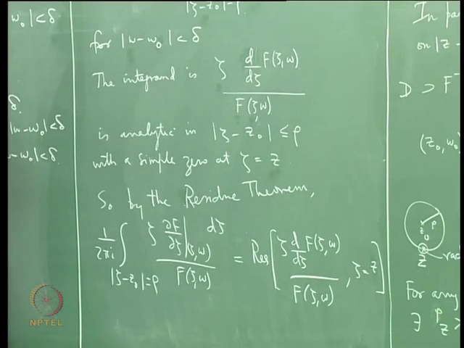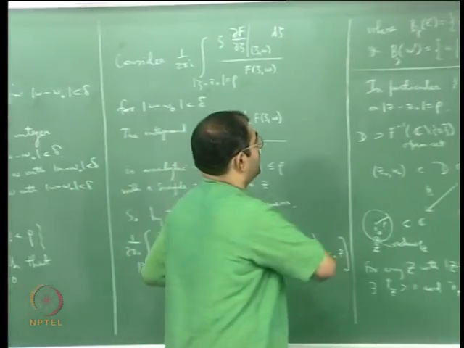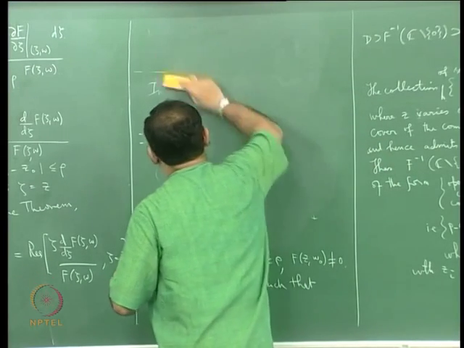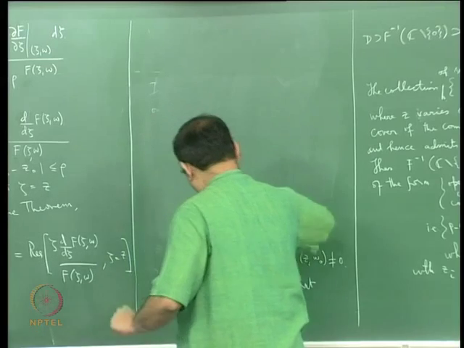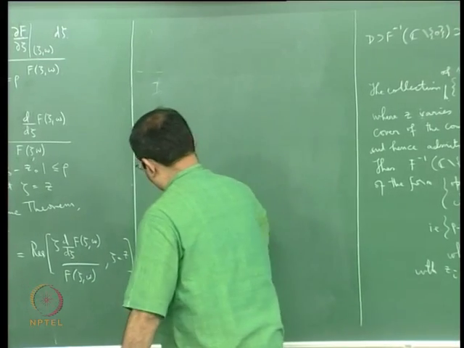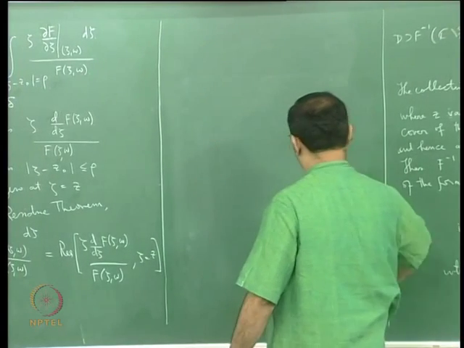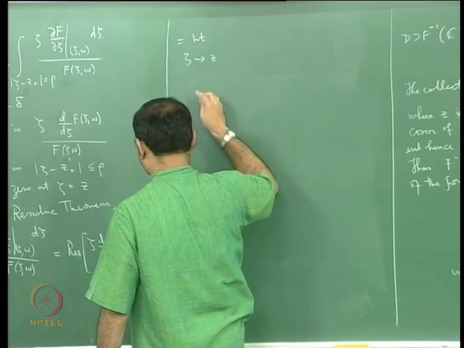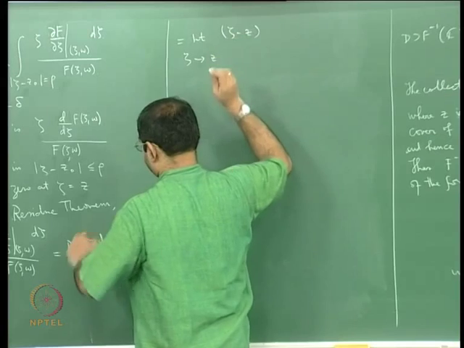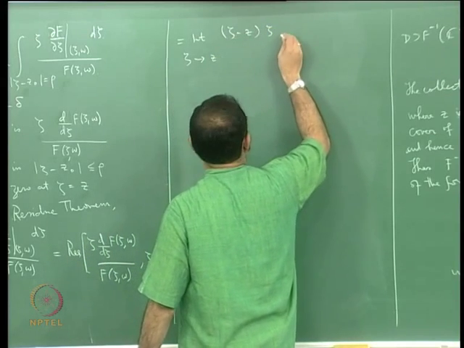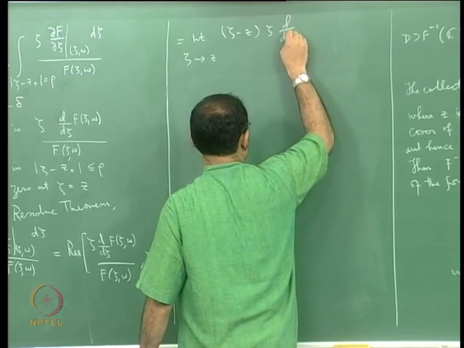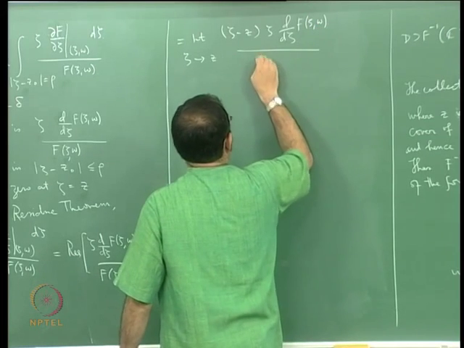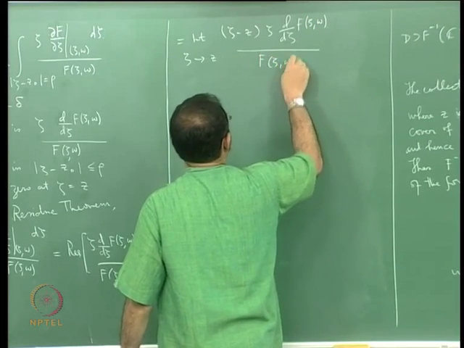This is the residue at a simple pole, and you know how to compute the residue at a simple pole. You just multiply it by the variable minus that pole and then take the limit as the variable tends to that pole. That is how you find the residue at a simple pole. So that will be equal to limit zeta tends to z of zeta minus z times the integrand, which is zeta d by d zeta f zeta comma w by f zeta comma w, okay.